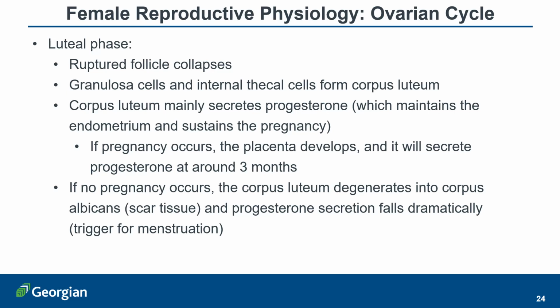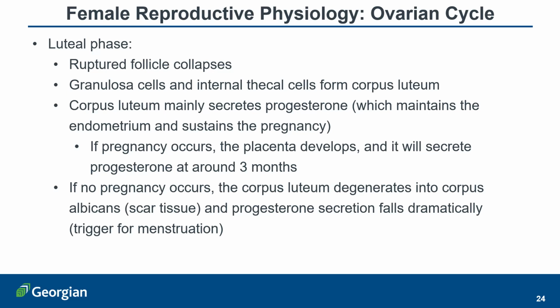In the luteal phase, the ruptured follicle collapses. The granulosa cells and the internal thecal cells ultimately form the corpus luteum. The function of the corpus luteum is to mainly secrete progesterone. And what progesterone does is that it helps to maintain the thickness of the endometrium and thereby sustains the pregnancy.